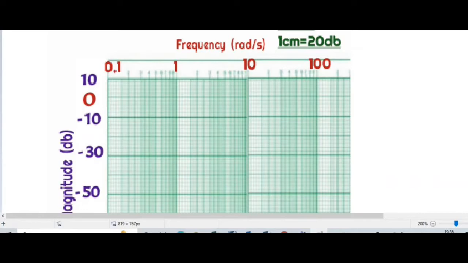For that we have to take the frequency in radians per second on the horizontal line. This frequency is increasing by a factor of 10. So at the start we have to select the lowest corner frequency, 0.1. Then we increase the range by 10, that is 0.1 multiplied by 10, so here is 1. Then again 1 multiplied by 10 is 10, and in the next block 10 multiplied by 10 is 100. So 100 is the highest corner frequency.